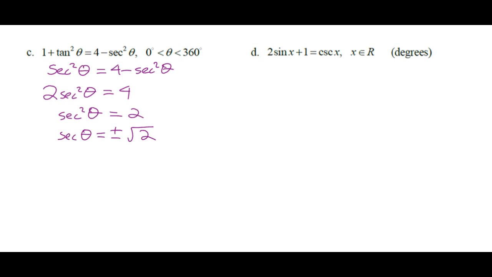What's cosine theta? 1 over plus or minus root 2, also known as? Okay, and we're going 0 to 360. We just solved this, right? I mean, if you solve sine theta is root 2 over 2, you also solve cosine theta. So 45, 135, 225, and 315. Okay, so theta ref is 45 degrees.